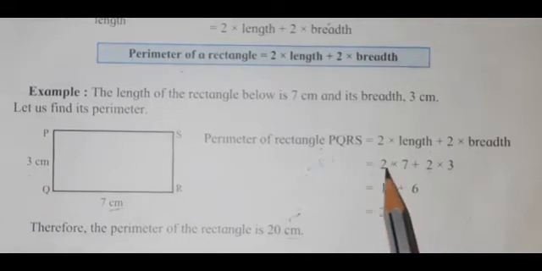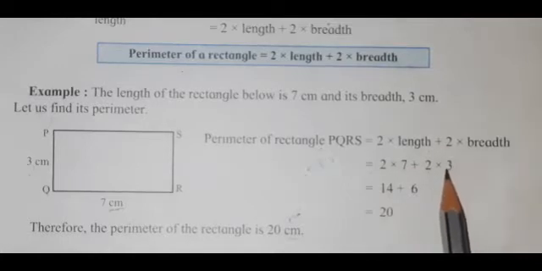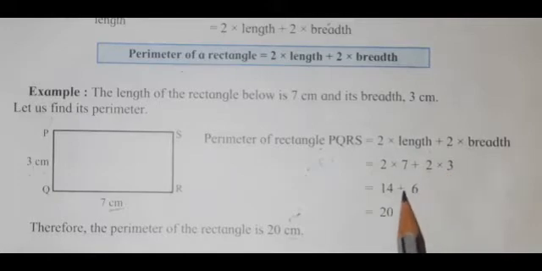So here 2 multiplied by length is 7. So write here 7 plus breadth is 3. So write here 3. Now 2 7s are 14 plus 2 3s are 6 and 14 plus 6 is equal to 20. Therefore, the perimeter of the rectangle is 20 cm.